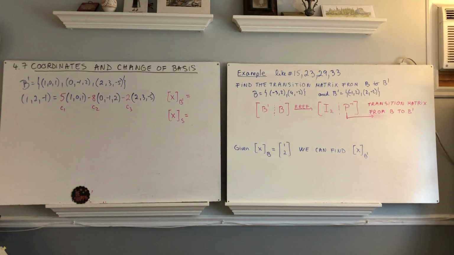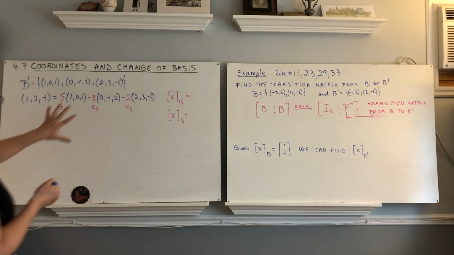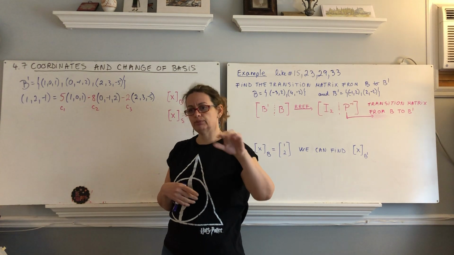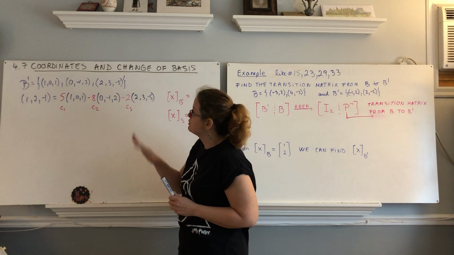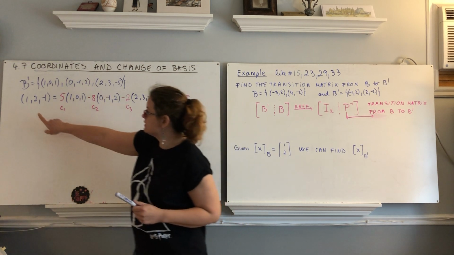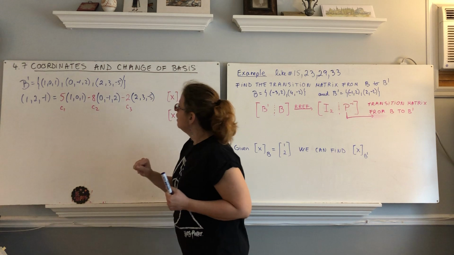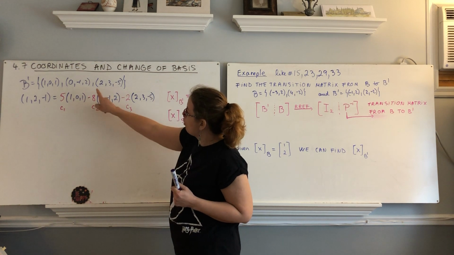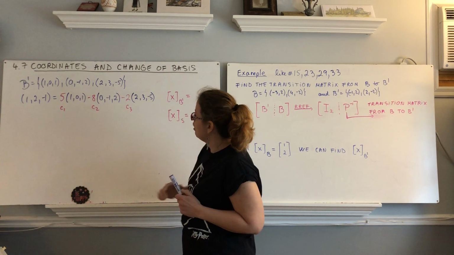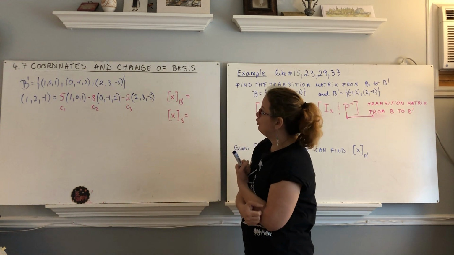Right, now we're going to discuss creating a transition matrix between two bases, between two non-standard bases. These are the same numbers as the last example in the previous video, first part of 4.7. We found that we can express the vector 1, 2, -1 in terms of these non-standard bases, and the coefficients are 5, -8, and -2.